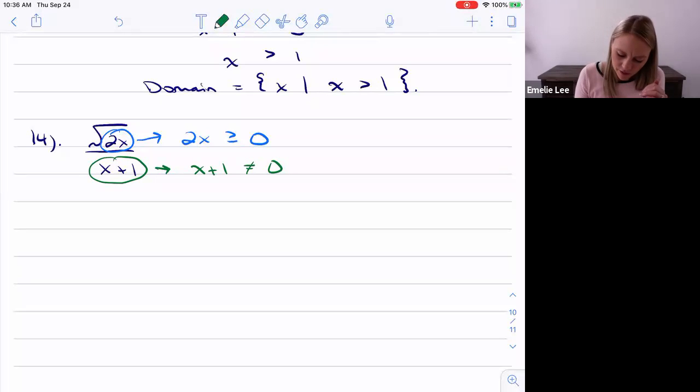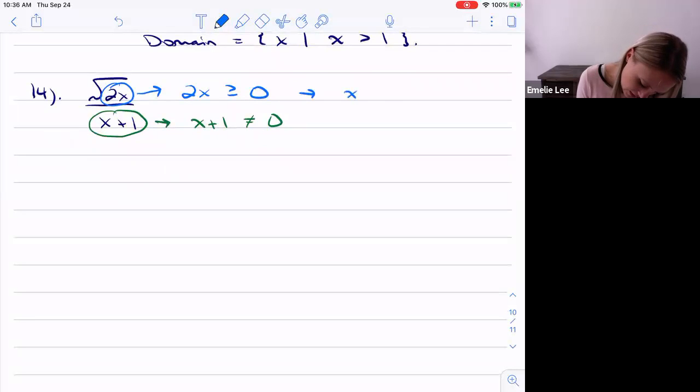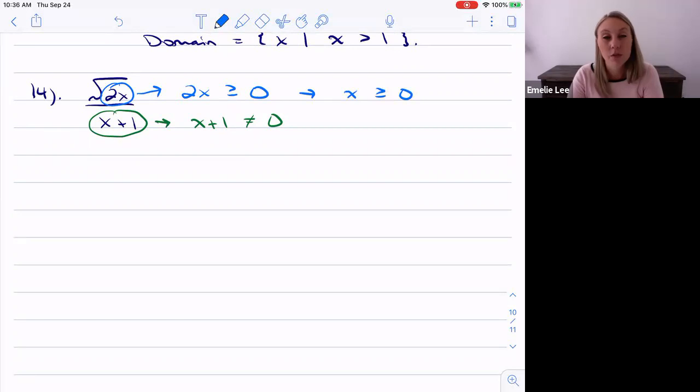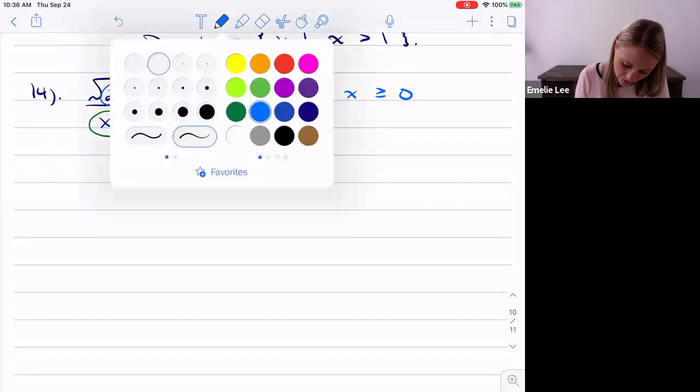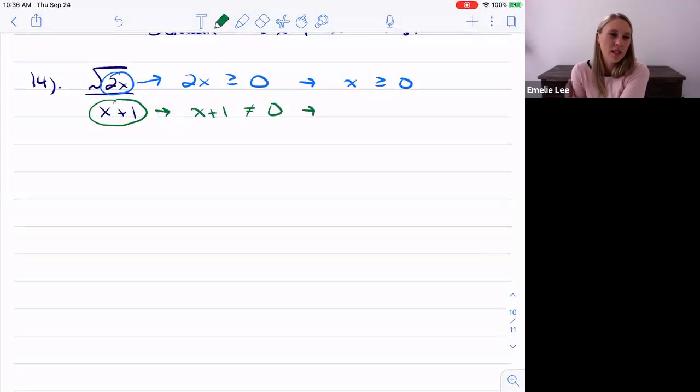Solving just in terms of x here, if 2x has to be greater than or equal to 0, then I can divide both sides by 2, and that means that x has to be greater than or equal to 0 divided by 2. 0 divided by 2 is just 0. And for the denominator, if x plus 1 can't equal 0, then x can't be -1.